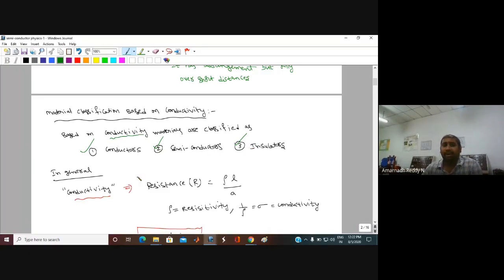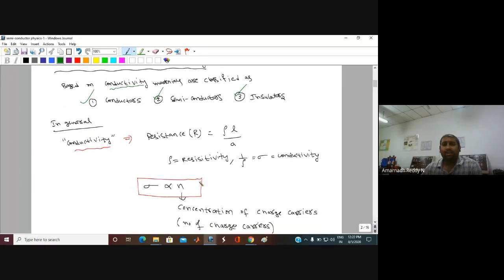What is conductivity? We'll see that. In general, suppose we discuss what conductivity is. First, take resistance. What do you know? The resistance R is equal to rho L by A. So what is rho? Rho is called resistivity. L is the length of the material. A is the area of the material.